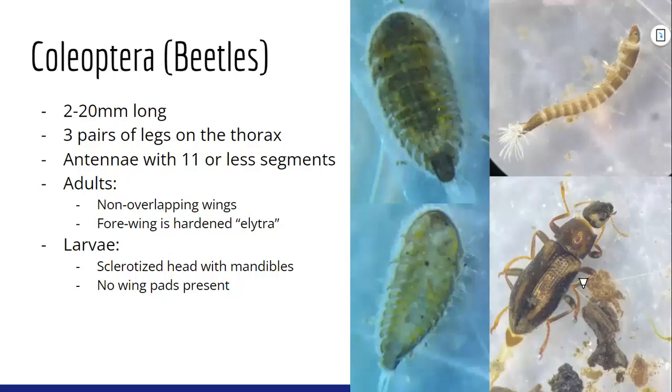And the forewing, which is the hardened wing that you can see, is called the elytra. They'll have those present as well, not overlapping. And larvae will always have a sclerotized head with mandibles and no wing pads.